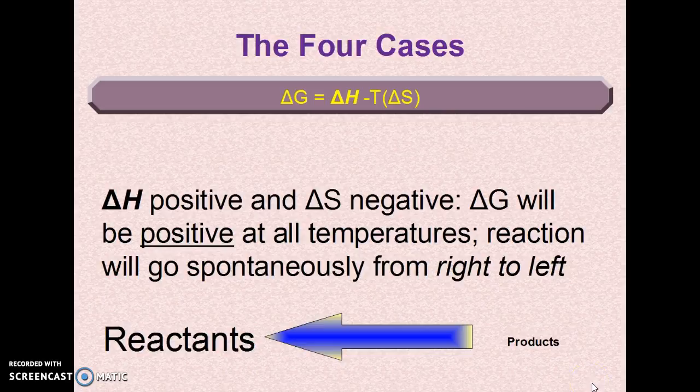When delta H is positive, endothermic, and delta S is negative, moving towards more order, delta G will be positive at all temperatures, and the reaction will not go spontaneously, that is, it'll be favored right to left. Products then will be small or non-existent, and reactants will remain after the chemical change is finished. Example, biosynthesis. Putting biological molecules together always requires energy and always reduces entropy.